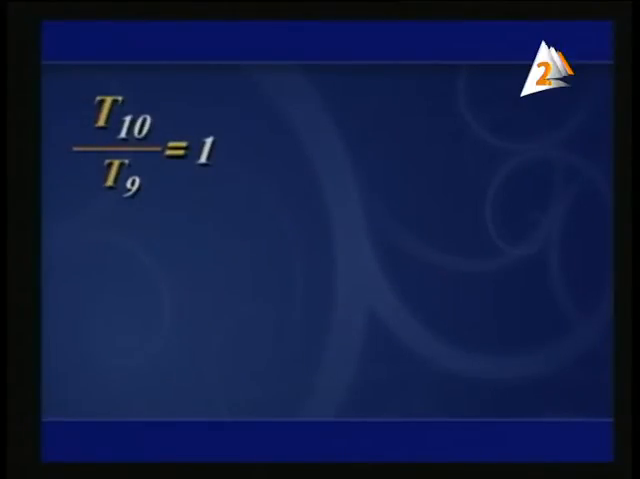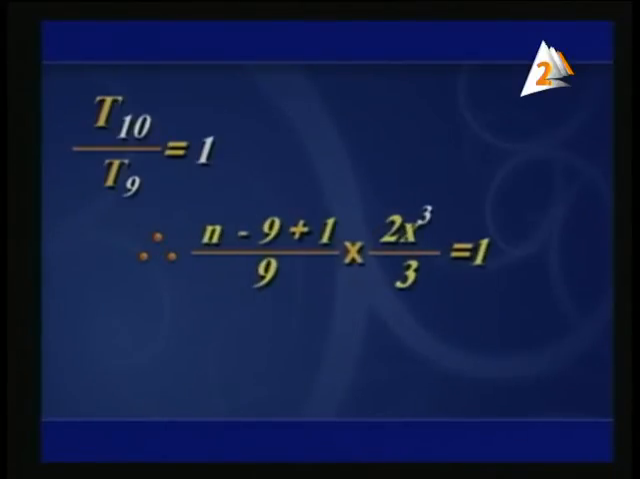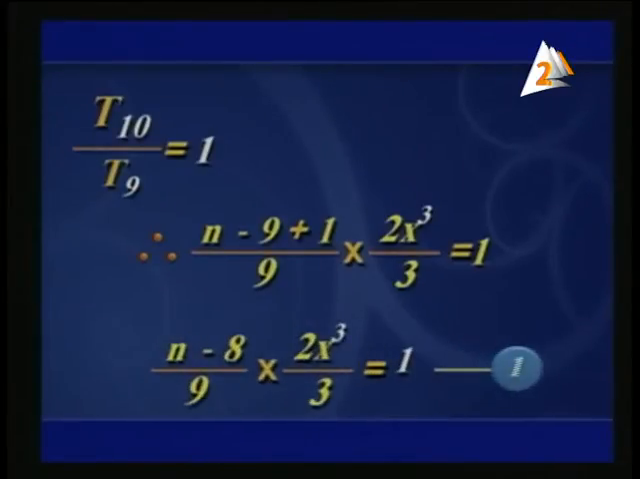T10 over T9 equals 1. Therefore, (n − 9 + 1)/9 times 3x³/(2x³)... i.e. (n − 8)/9 times 2x³/3 equals 1, and this is equation number 1.